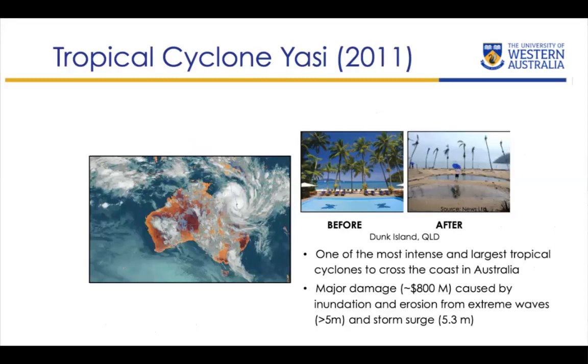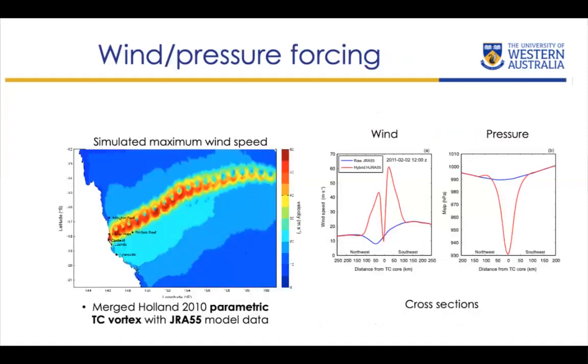Cyclone Yasi was one of the most intense and largest tropical cyclones to cross the coast in Australia. Major damage, huge waves, and storm surge. For the wind and pressure forcing for the model, we looked at using reanalysis models, and as many of you know, the reanalysis models in general underpredict the intensity of tropical cyclones. And a common way to address that issue is to use a parametric tropical cyclone vortex, such as the Holland model. We've found that using a merged version of the Holland 2010 with Japanese reanalysis, JRA 55, worked pretty well.